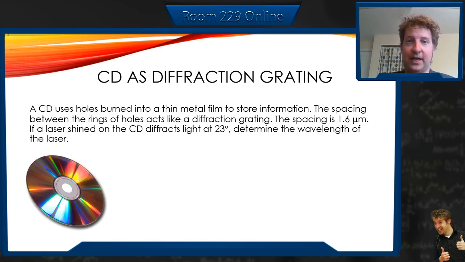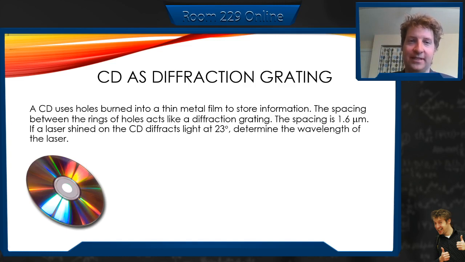CDs basically store information by burning holes into a very thin piece of metal. They use a bright laser that burns these little holes, and they act like the ones and zeros that store the information. So it's basically like a very, very long line of these things, but wrapped around.